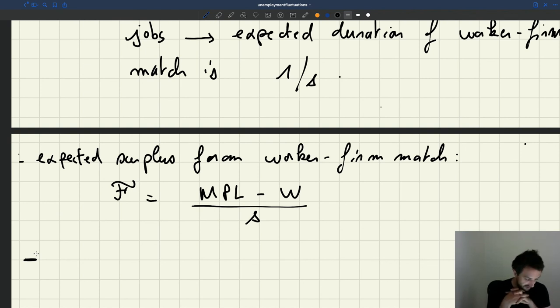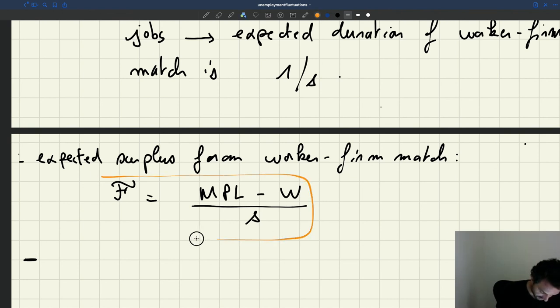So that's an important thing. The firm can either post a vacancy, which yields zero profit in expectation, or keep the worker, which is going to yield that surplus (MPL minus W) over S. Okay, that's very important. This is the firm surplus.